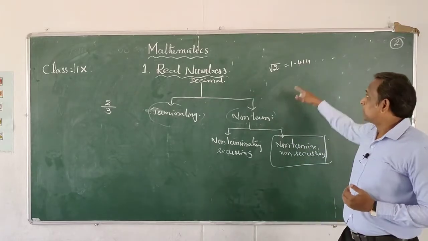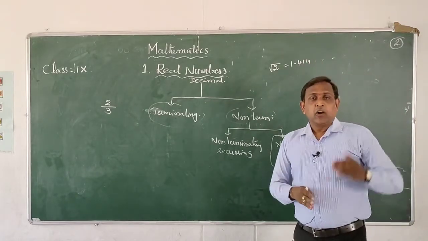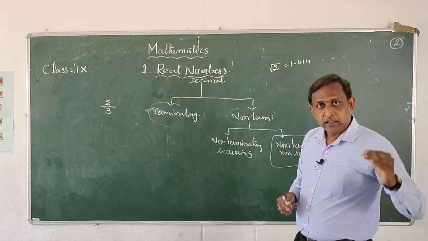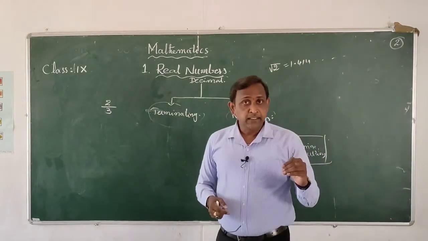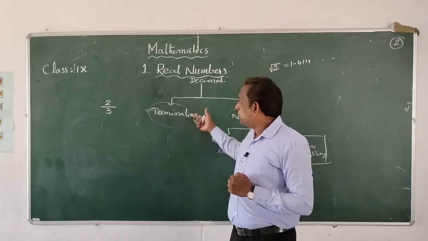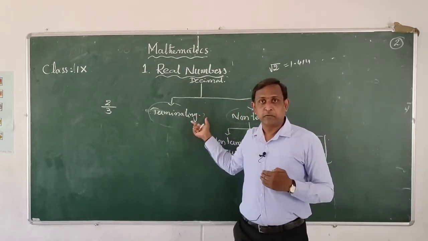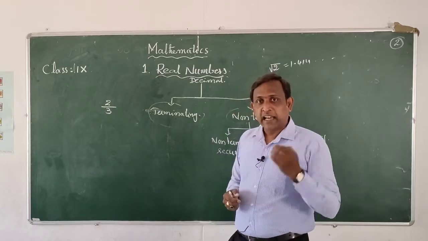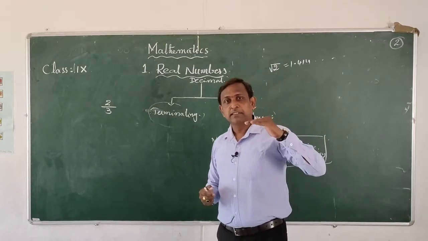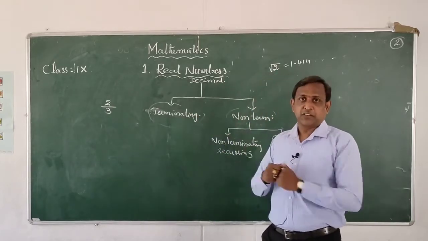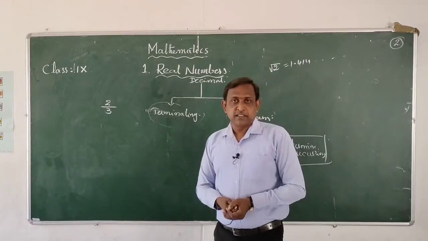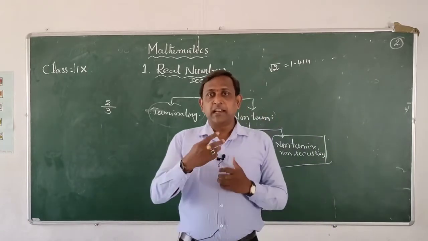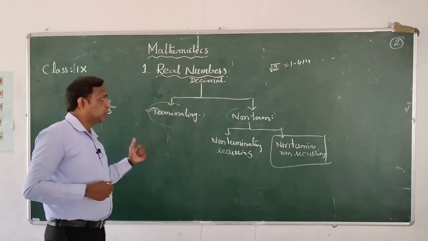Understood now? So children, just remember that all the natural numbers, whole numbers, integers, and the numbers which can be expressed in the form of p by q, all together are called rational numbers. Natural numbers, whole numbers and integers are part of the rational numbers, because we have already discussed that those numbers can be expressed in the form of p by q.